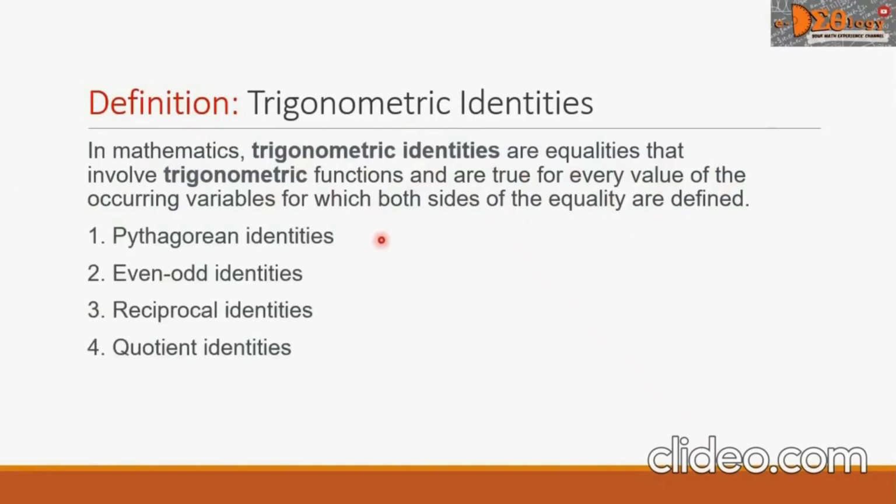In this video, we are going to consider 4 types of identities. Number 1, Pythagorean identities. Second, even-odd identities. Number 3, reciprocal identities. And number 4, quotient identities.